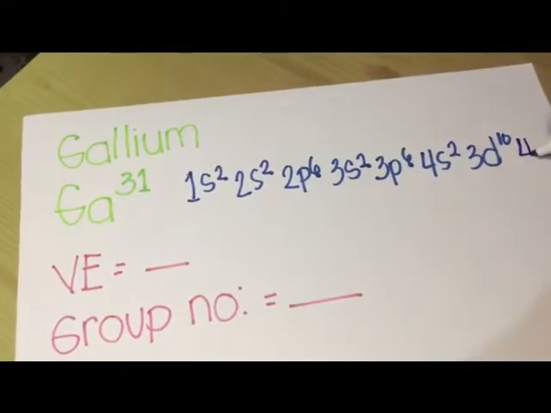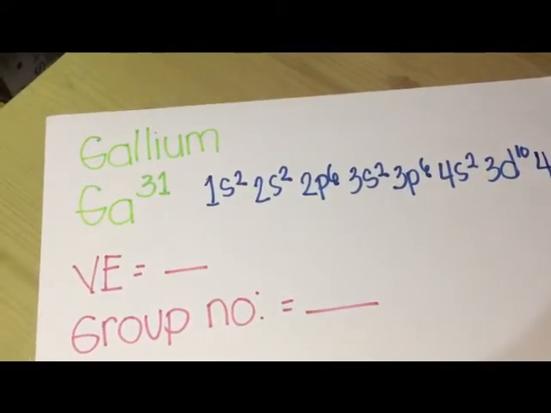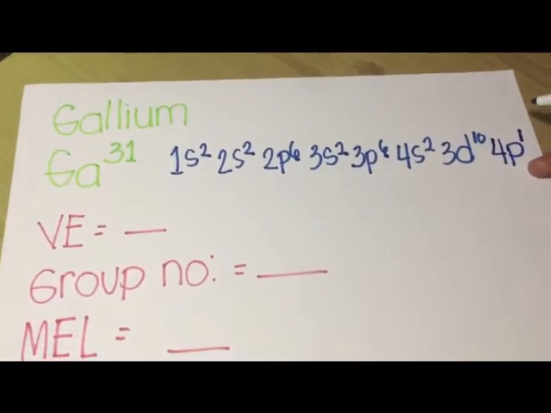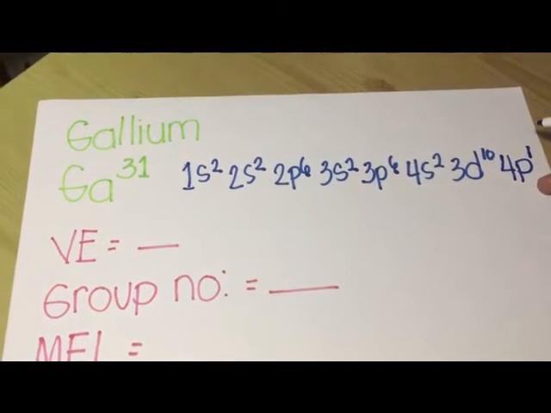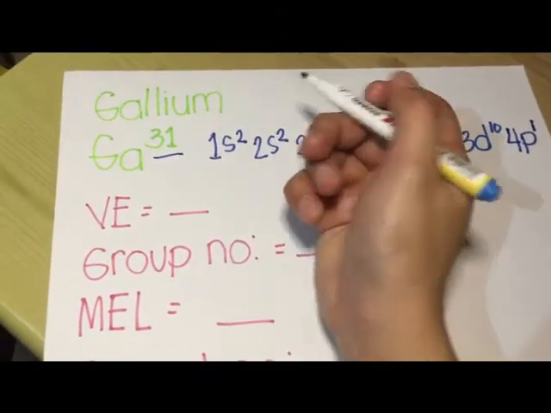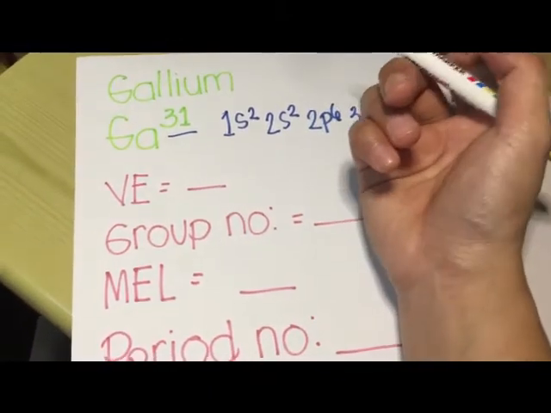4p, how many are left? 1. So, all in all, we have 31 electrons. Okay, we are done with the electron configuration.